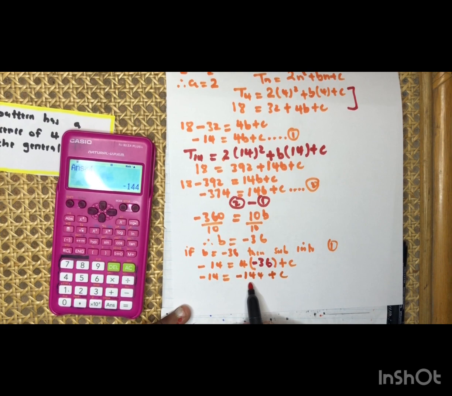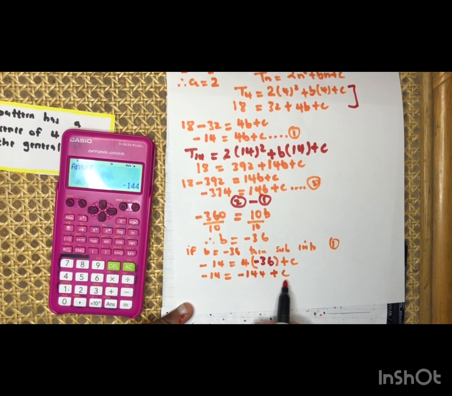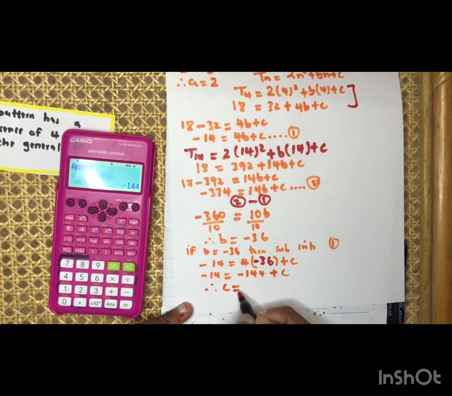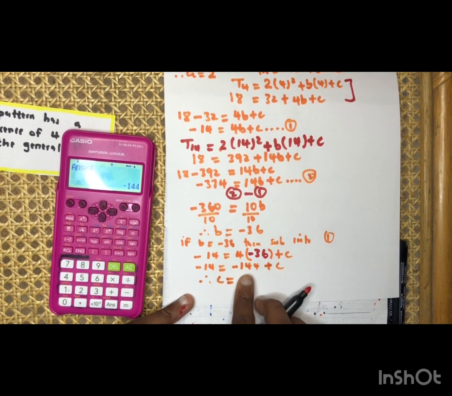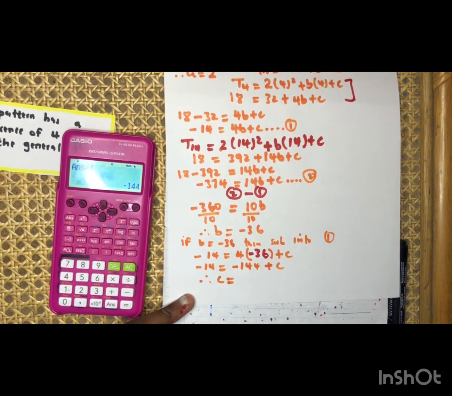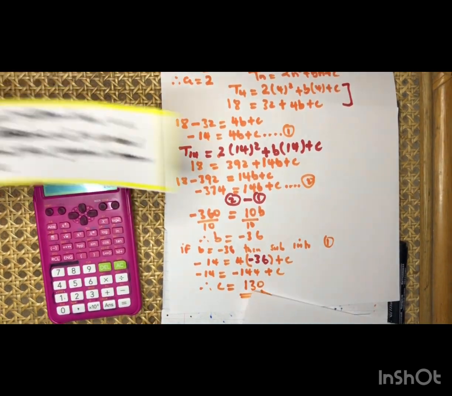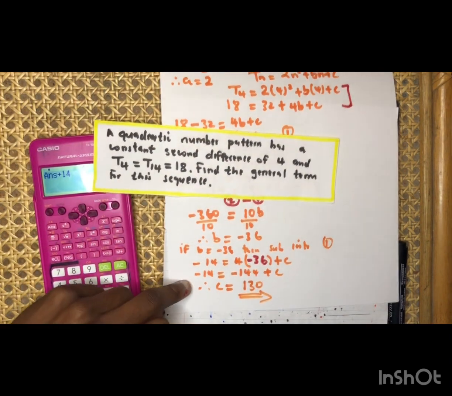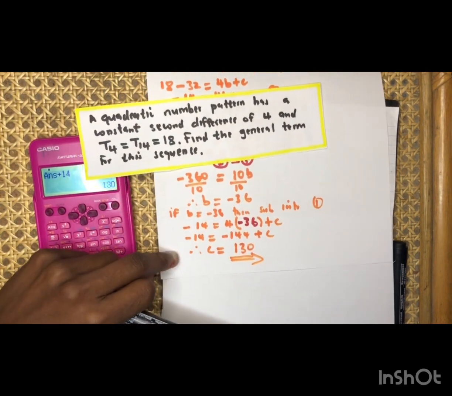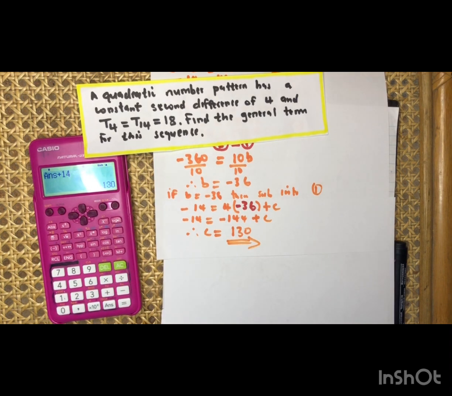If we transpose, guys, because we need to find b, c. So therefore for your c, you just need to transpose negative 144 to that side. The sign is going to change, isn't it? So you're going to get positive 130 as your c. But we are not done, because the question was saying find the general term for this sequence. We're looking for the Tn.